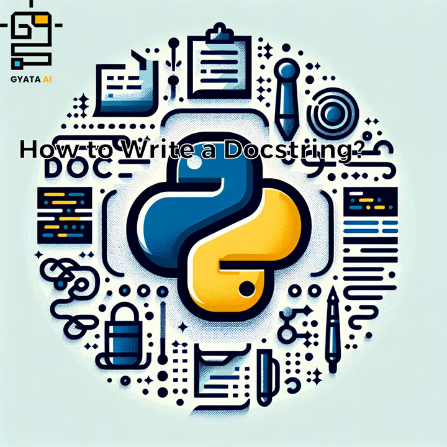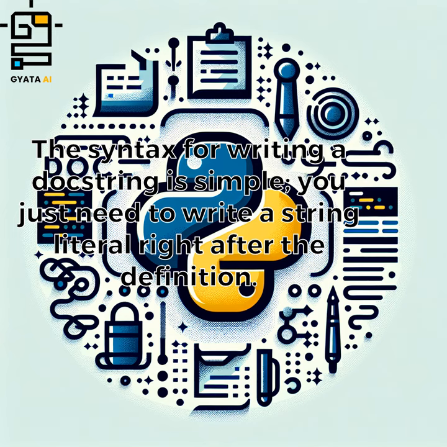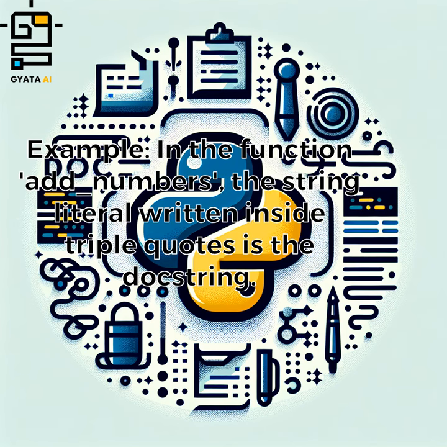How to write a docstring. A docstring is written as the first statement following the definition of a function, method, class, or module. The syntax for writing a docstring is simple. You just need to write a string literal right after the definition. Example, in the function add_numbers, the string literal written inside triple quotes is the docstring.